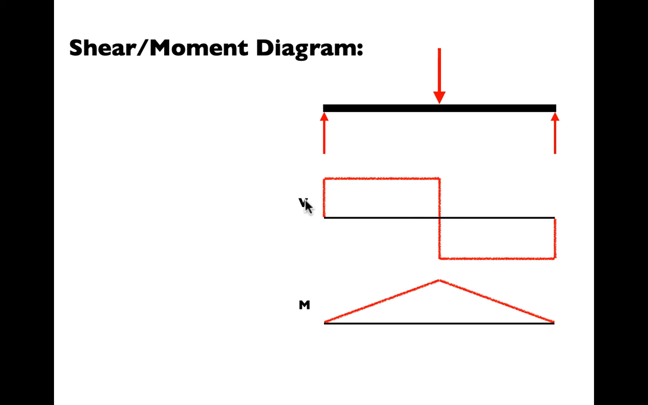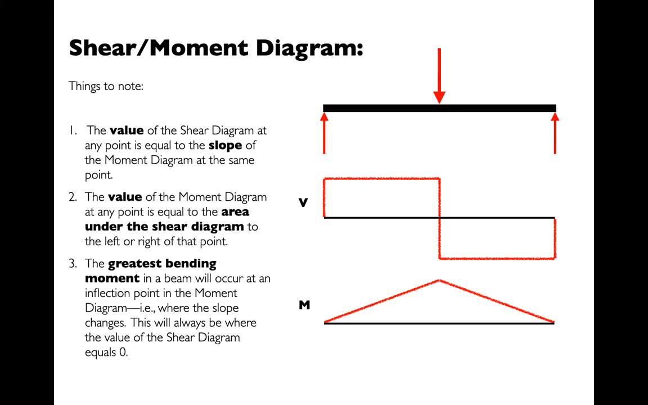Shear we call V, and moment we call M. And for a simply supported beam loaded in the middle, the shear is going to be equal throughout, but notice that it's positive on one side, negative on the other. Moment is going to get greater and greater until it gets to the center, and then the effect of the load kicks in and it gets less and less until it gets to the support on the right.